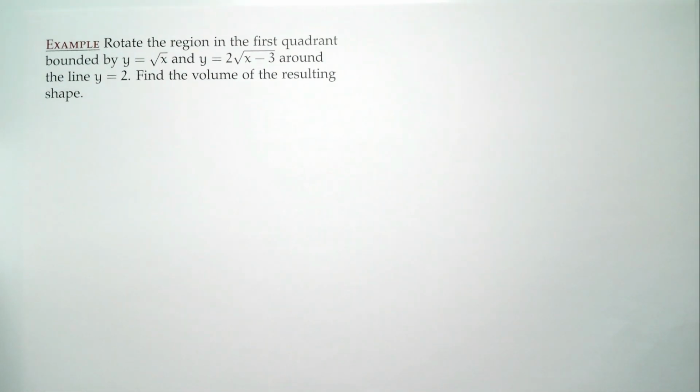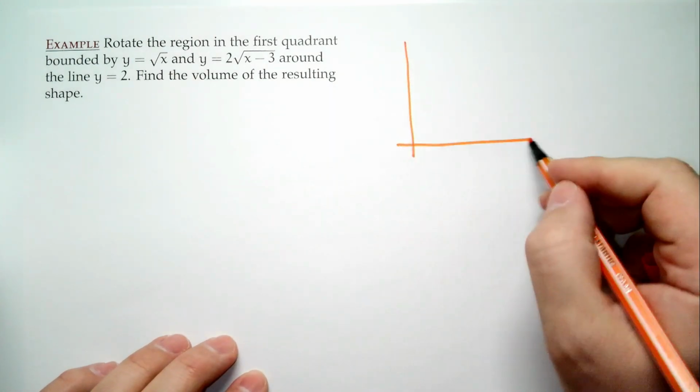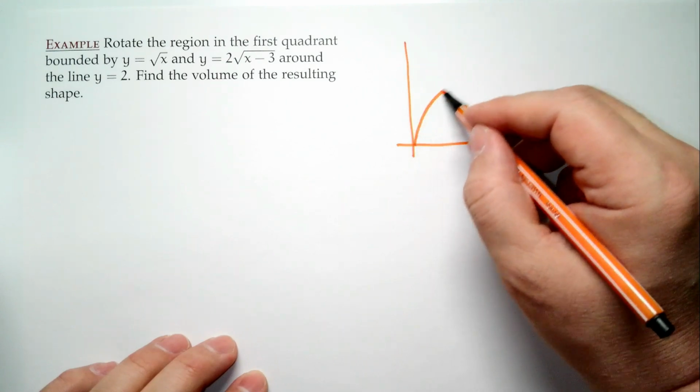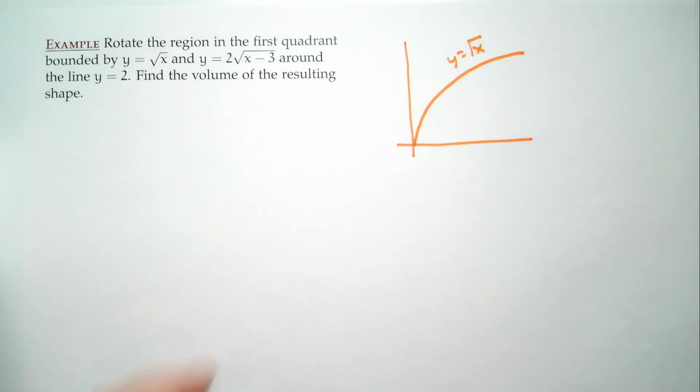Rotate the region in the first quadrant bounded by y equals square root of x. So y equals square root of x would be something that looks like this. And then we have y equals 2 times the square root of x minus 3. Well, that's kind of interesting.